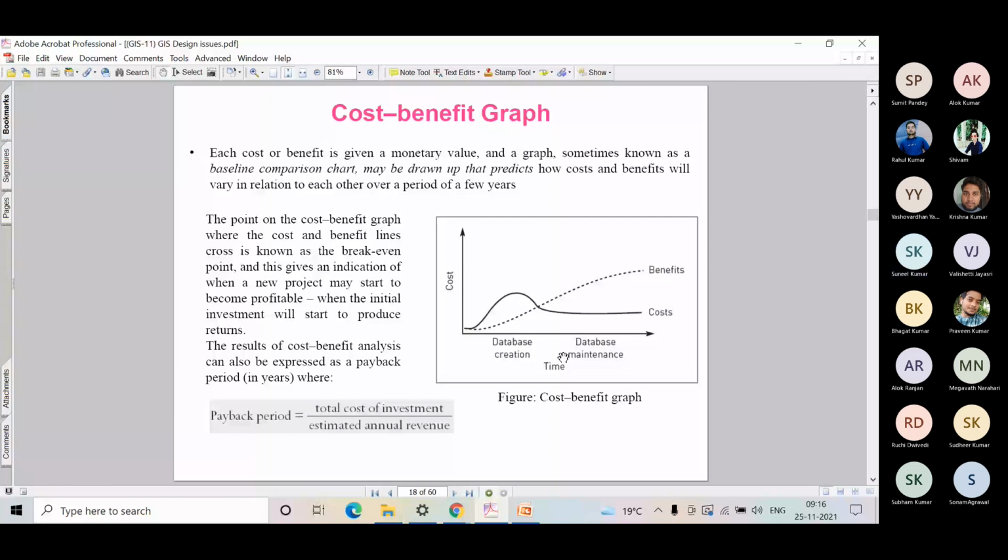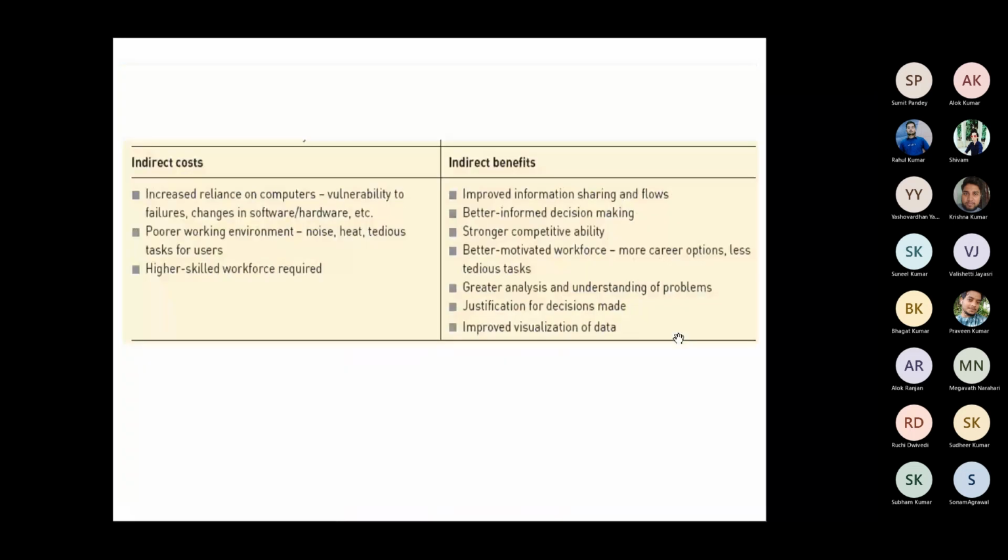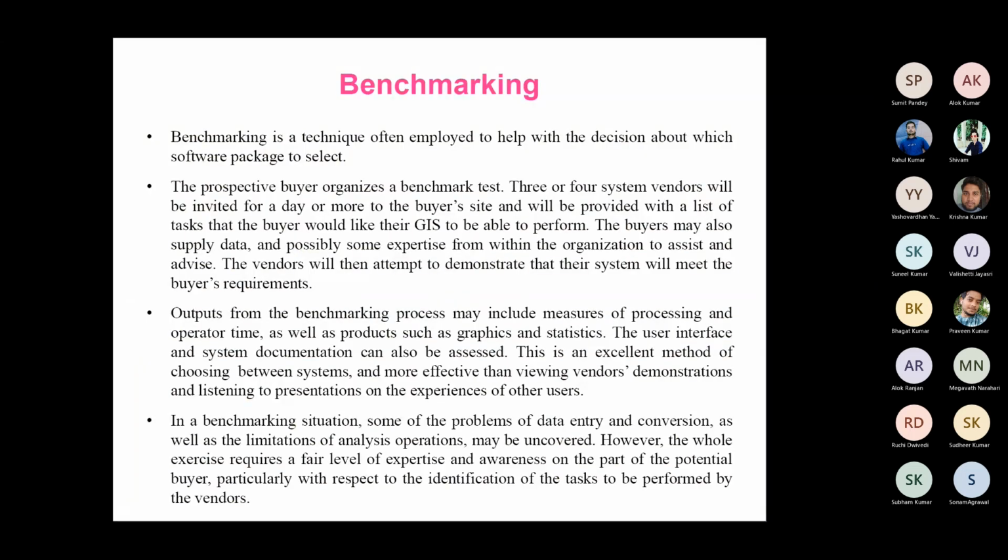As I was telling you, a major cost is involved in the database creation and the maintenance part. So it will never be zero. The cost will never be zero in a GIS project. One method of justifying the investment in GIS is cost-benefit analysis. There is another technique called benchmarking, and this benchmarking is not for the justification of investment. It is used in decision making.